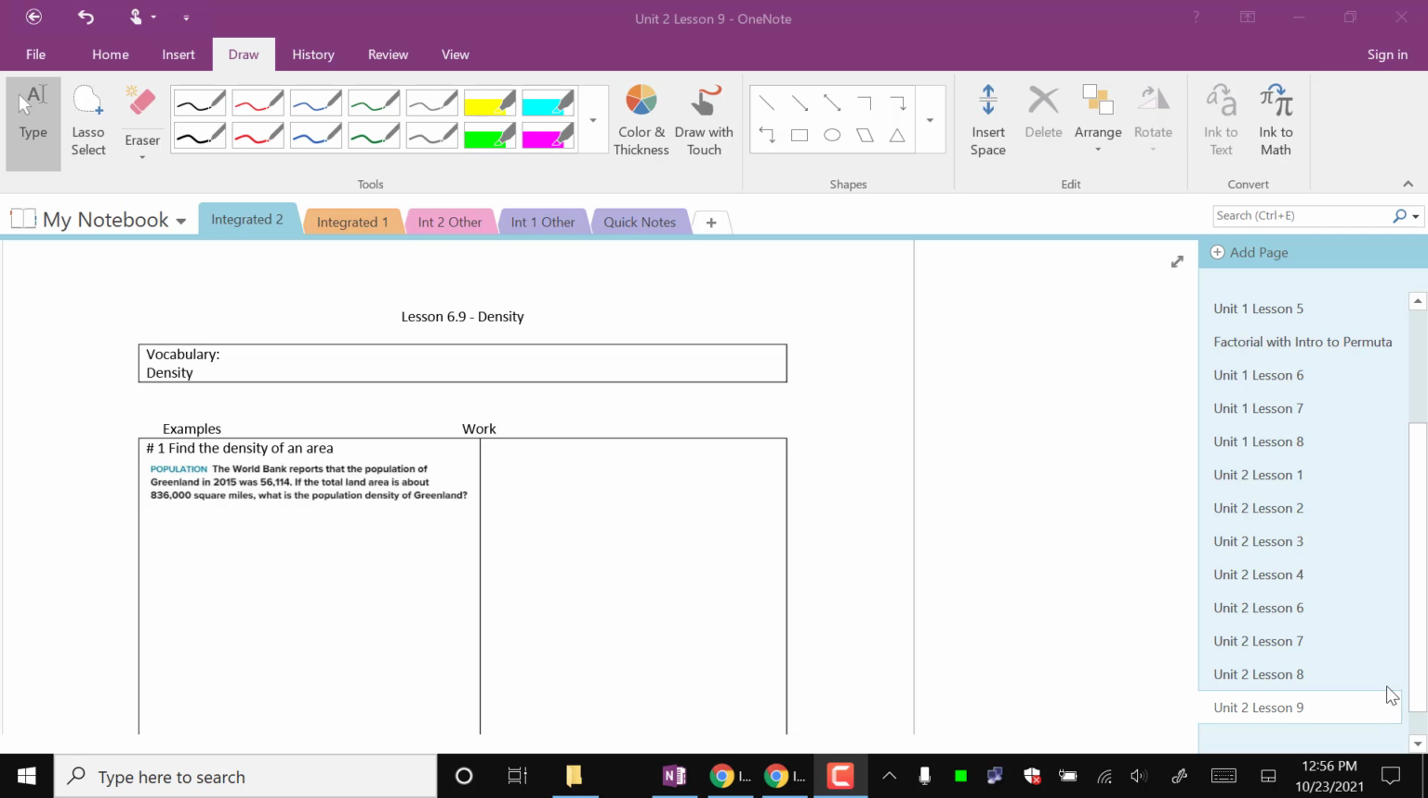So we're going to start off with the ratio that we get from the definition of density. So we have the density of the population, so population density, equals the population divided by the land area.